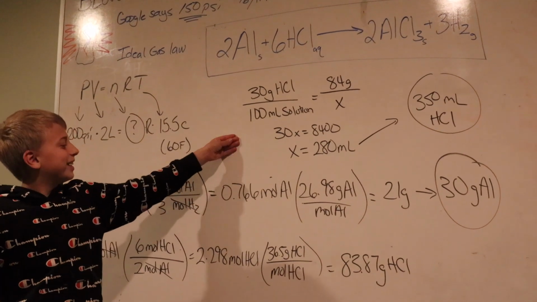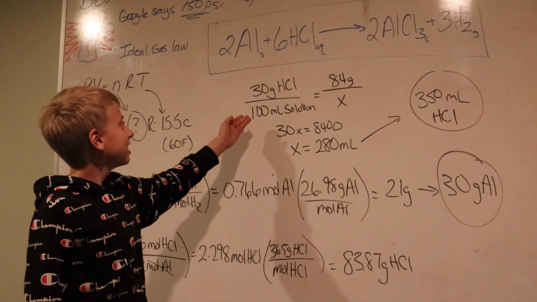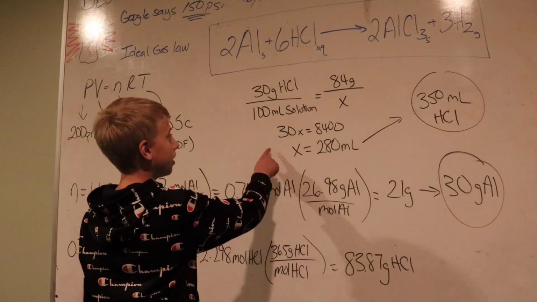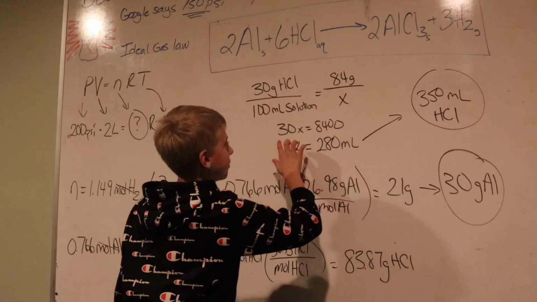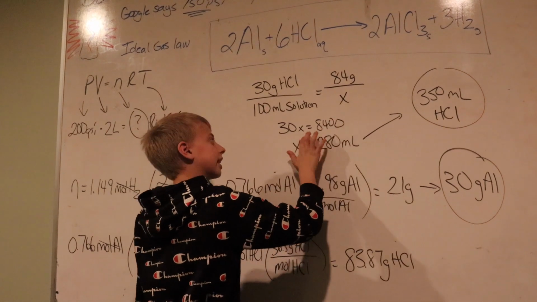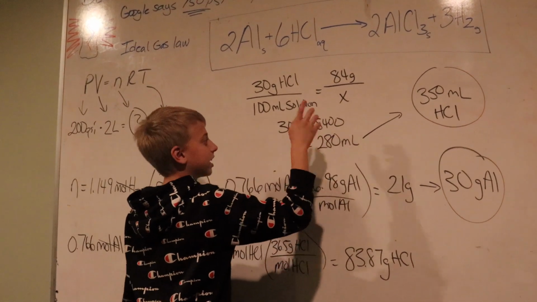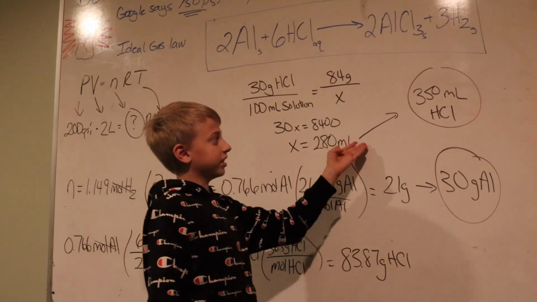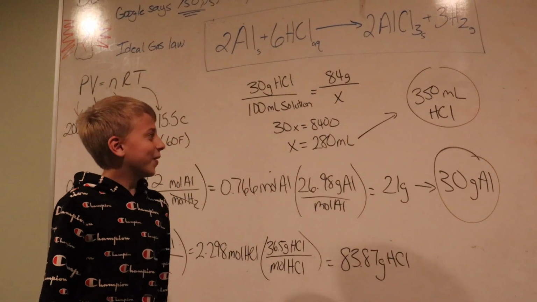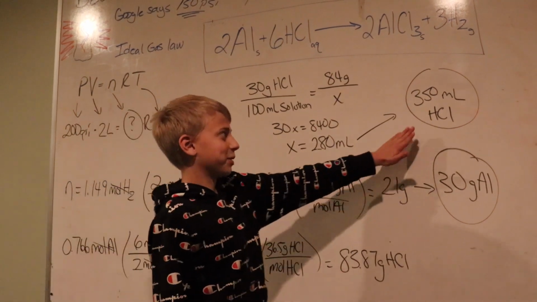So then you would have to go over here, and you'd see 30. So then we had 30, right? So we were trying to figure out how much we needed. So then you do over that. So then you do 30x equals 8,400, and it's 280 milliliters. So we were just playing safe, and we went with 350.